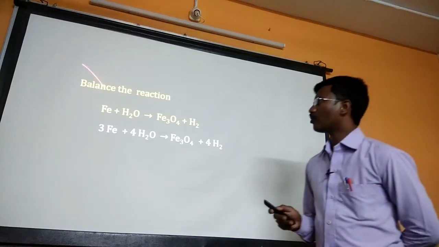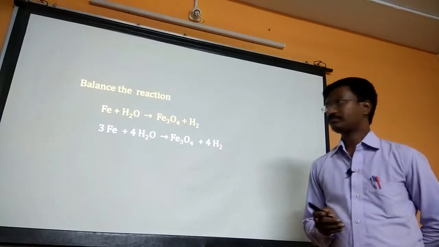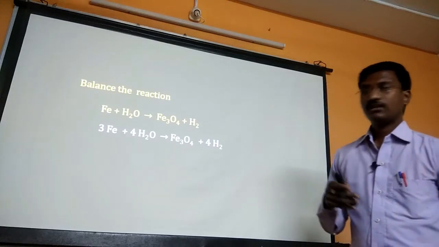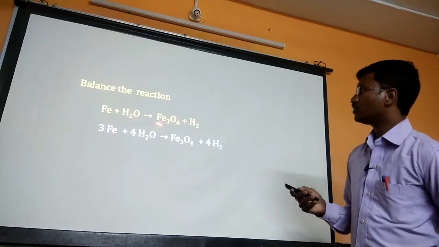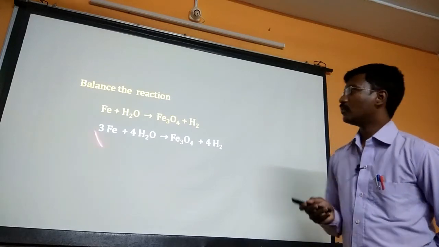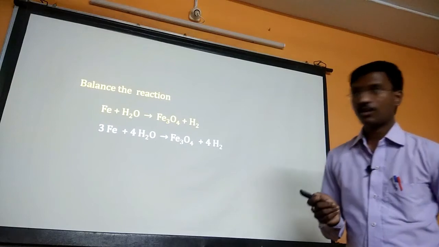So this is why we are calling this a balanced chemical reaction. This is the first one and it will be the final. In the further coming classes, you just go through all this. Whenever we are writing the reaction, you just keep in your mind whether the reaction is balanced or not.